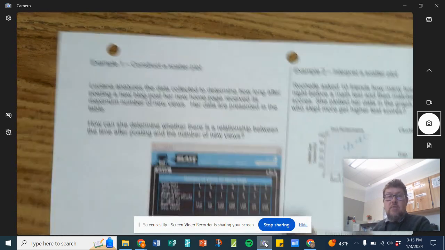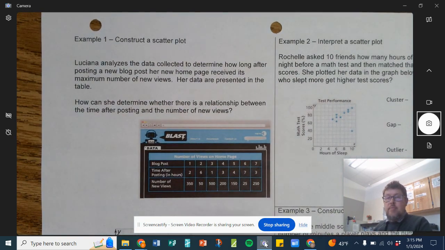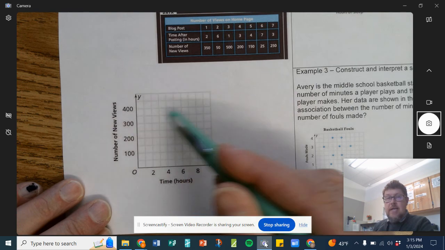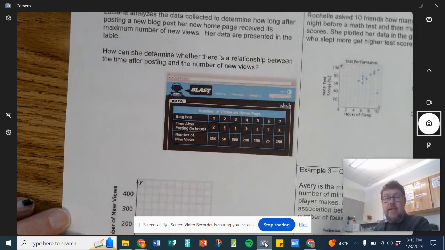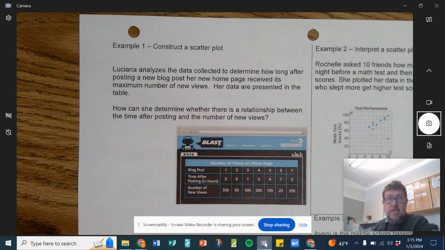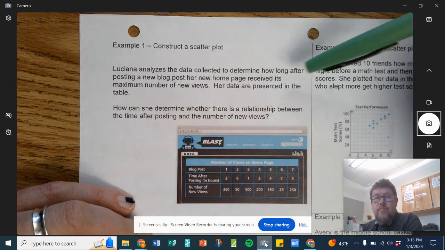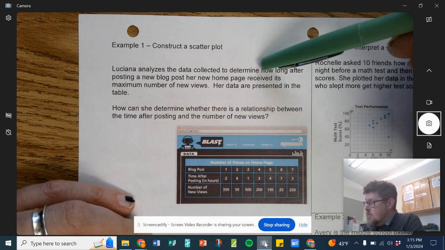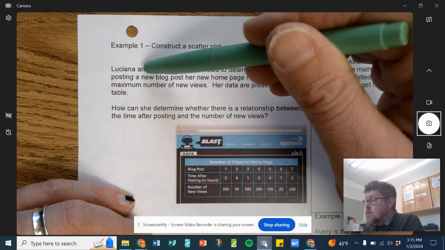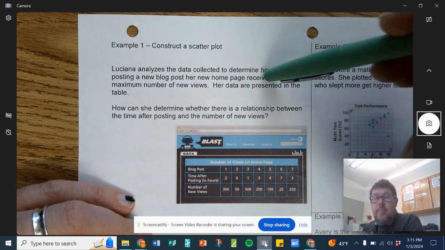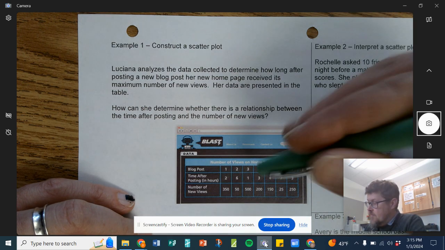Right? So we get here constructing a scatter plot. A scatter plot is just when you have a graph and you put a lot of data points on it to try to make sense of things, right? So again, we have the same girl. She's analyzing data collected to determine how long after posting a new blog her new homepage received its maximum number of new views. We've got the data right here.